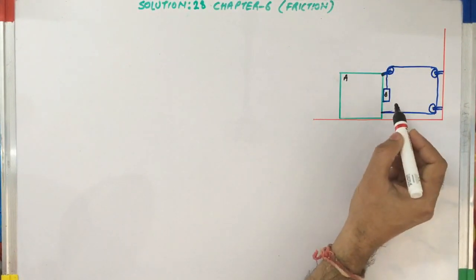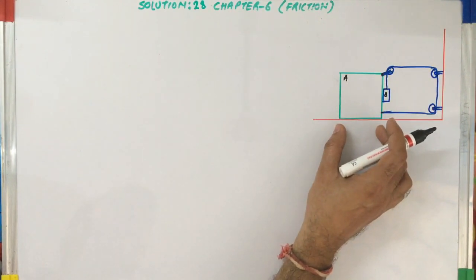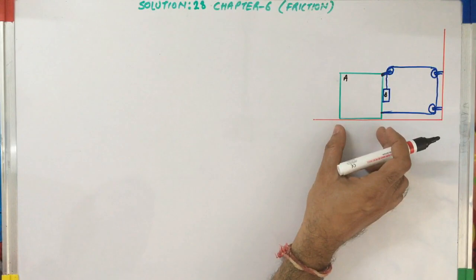To find the relation between acceleration of B versus acceleration of A, one way is using the distance method and the other way is using the constraint motion concept. Okay, so I will use the constraint motion concept here, because if you understand that concept, you can use that concept in any tough scenarios.